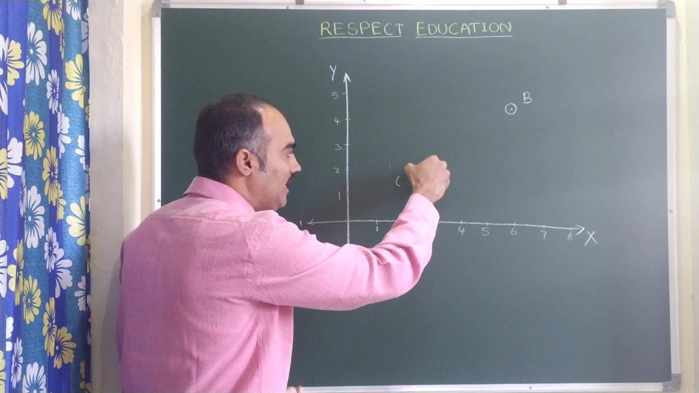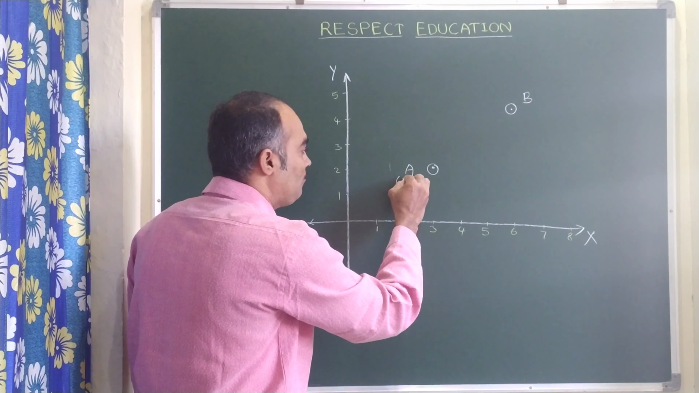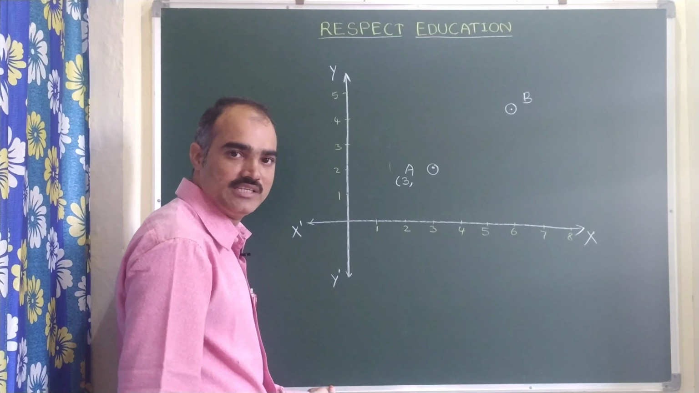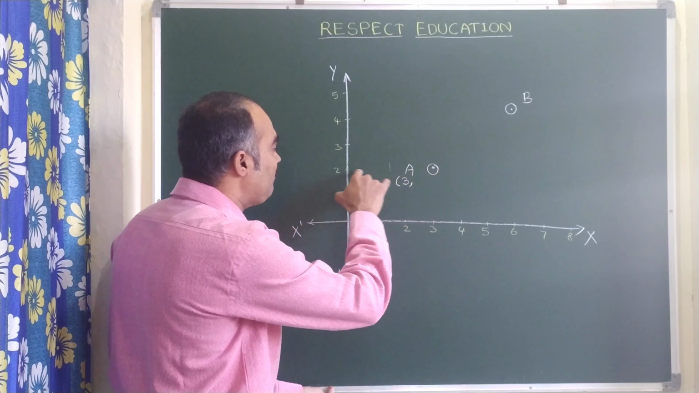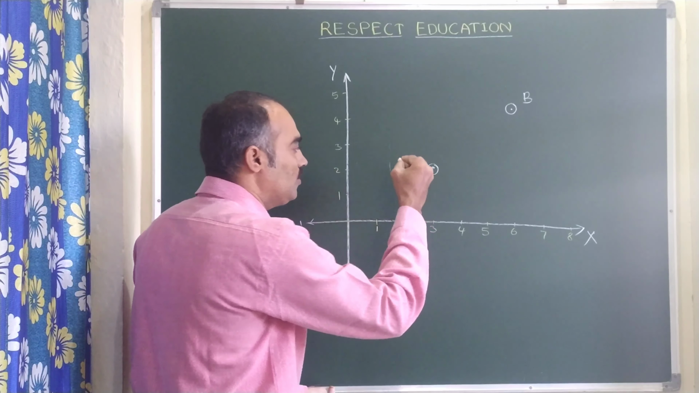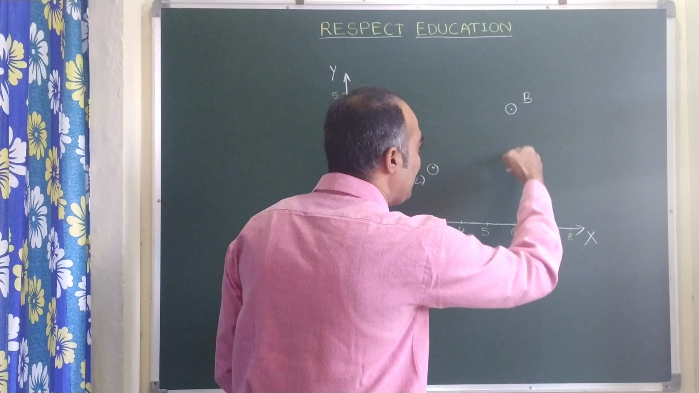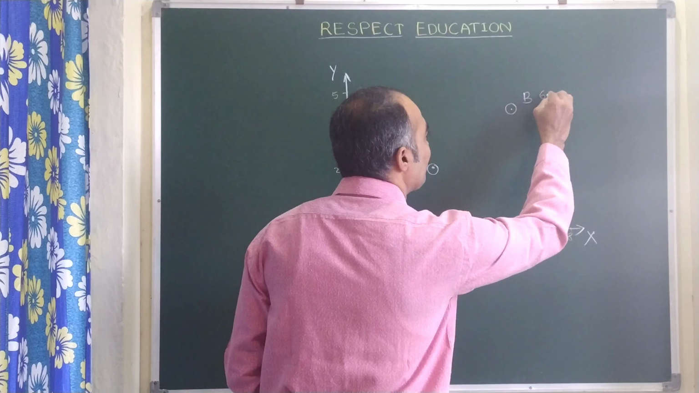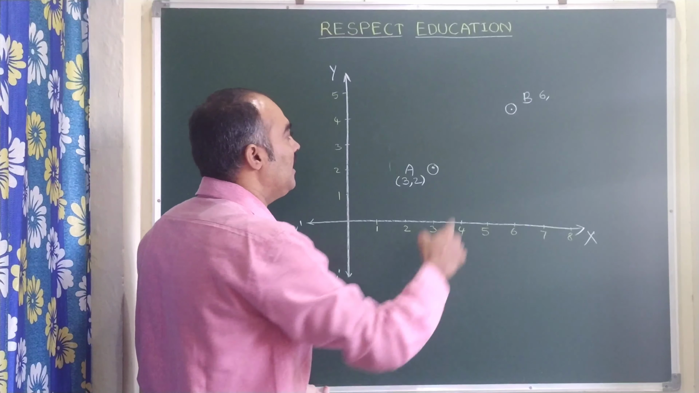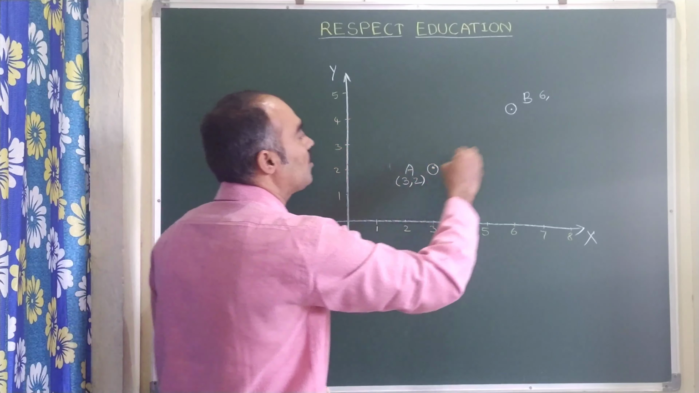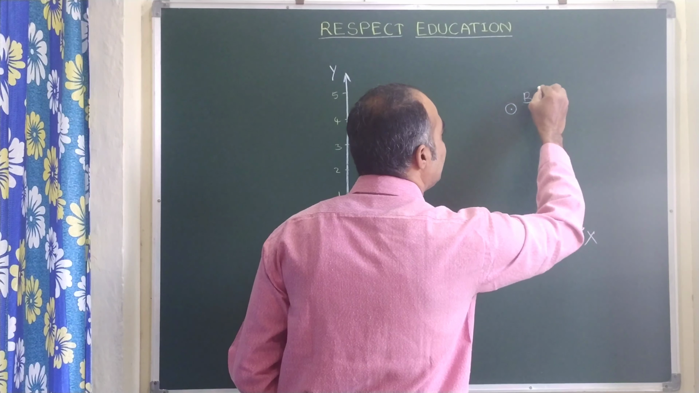The corresponding value on the x-axis is 3. So for A, the corresponding x value is 3. In the same way, the corresponding y value is 2. So it is A (3, 2). In the same way for B, the corresponding x value is 6 and the corresponding y value is 4. So it is B (6, 4).